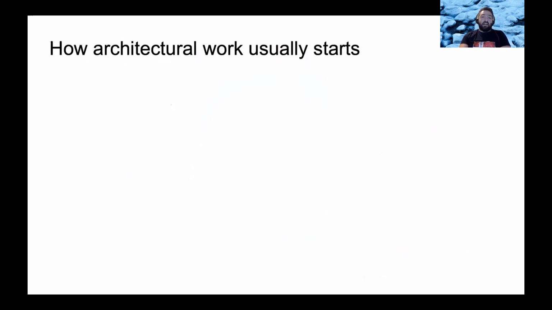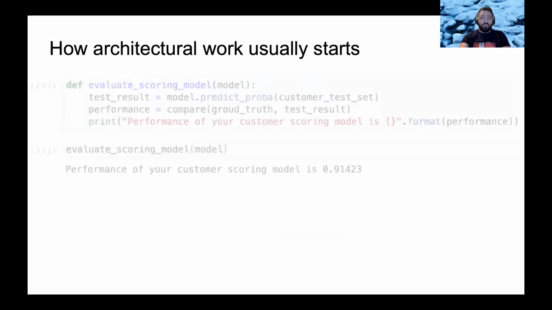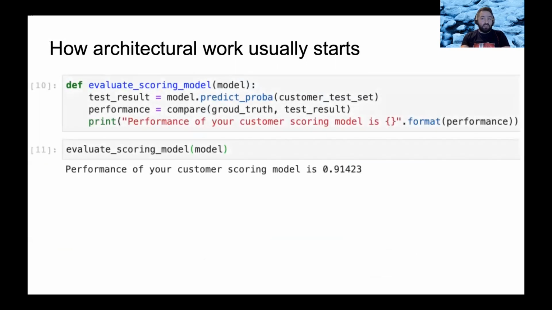So, I have laid out a simple scenario of how working as an architect begins. Let's say you are working in a bank on a machine learning model for customer scoring. Since you are a skilled data scientist and also the quality of your data is sufficient, you soon have a model with very good performance.